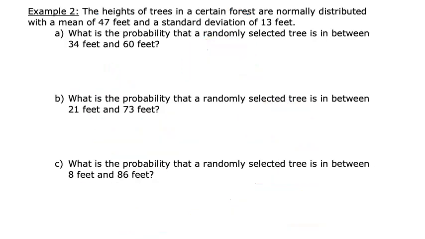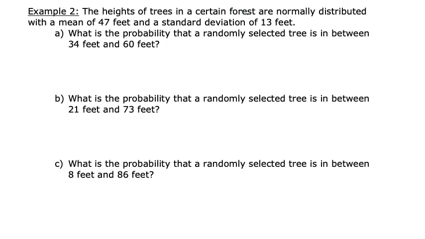Alright, let's look at another example. The heights of trees in a certain forest are normally distributed with a mean of 47 feet and a standard deviation of 13 feet. Now, this is a great real-world example because this is where the normal distribution shows up a lot in nature. When you measure the heights of a certain plant or animal, or the weights or a certain attribute of those, a lot of times they follow a normal distribution.